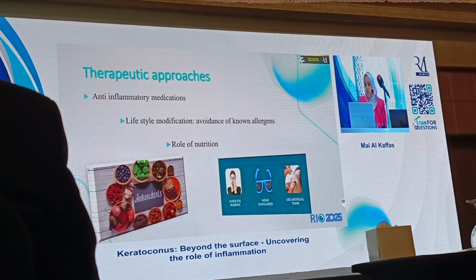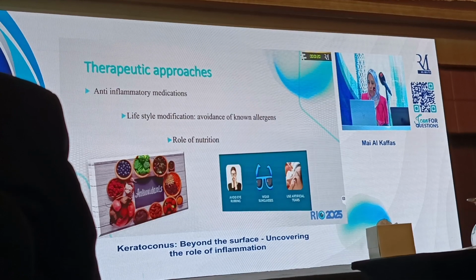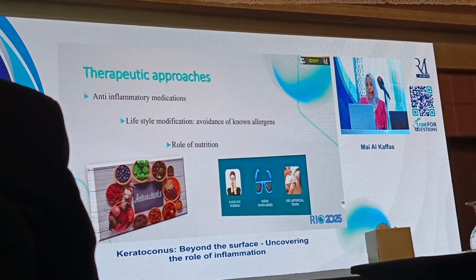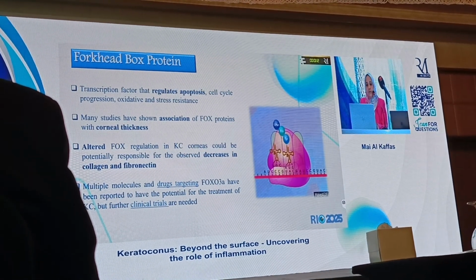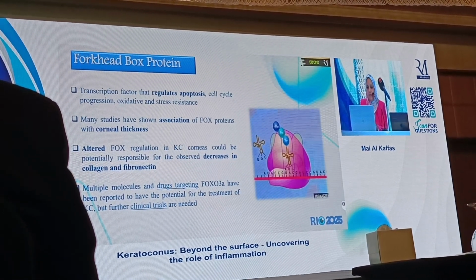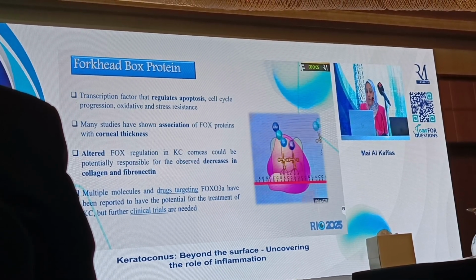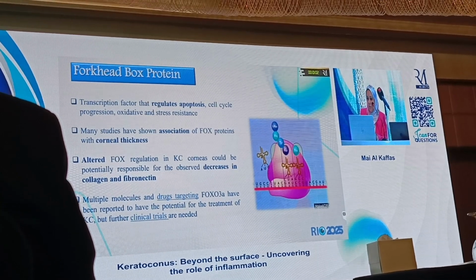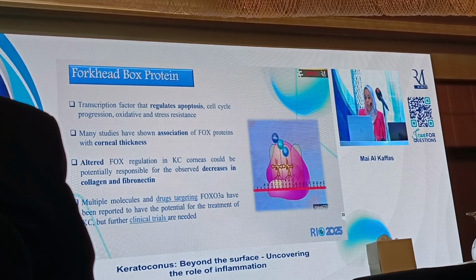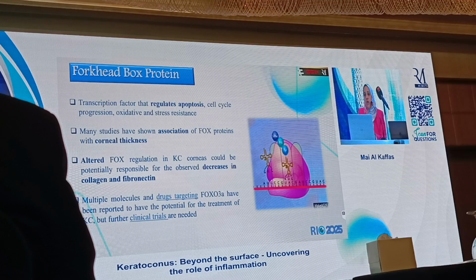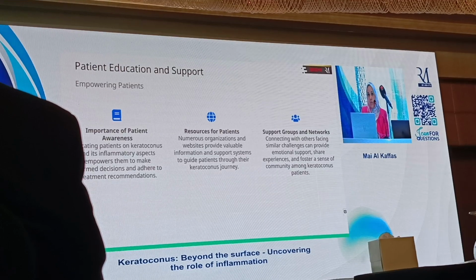In addition to anti-inflammatory mediators and antihistaminics, lifestyle modification is very important, avoiding the known specific allergens, and the role of nutrition by using antioxidants. What about the forkhead box protein? It is a kind of transcription factor that regulates apoptosis and cell regulation, has an association with corneal thickness, and decreases collagen and fibronectin. So multiple small molecule drugs targeting FOXO3 are reported to have potential as a treatment, a new line of gene therapy. Patient education and empowerment are very important throughout the whole disease.